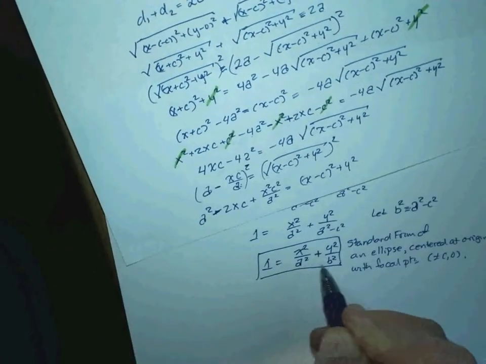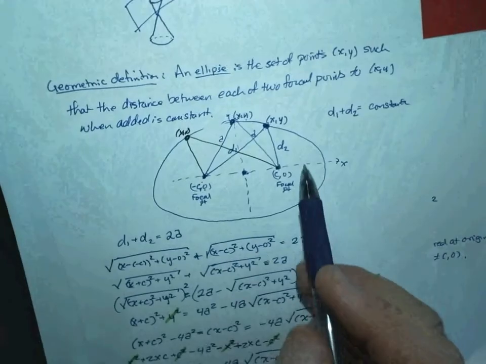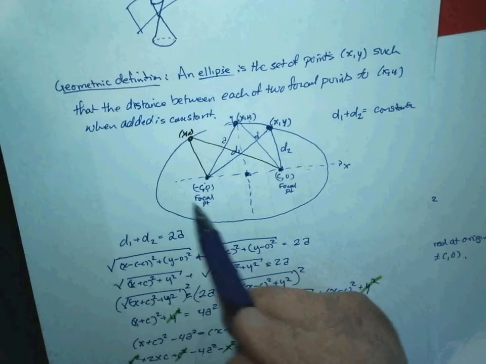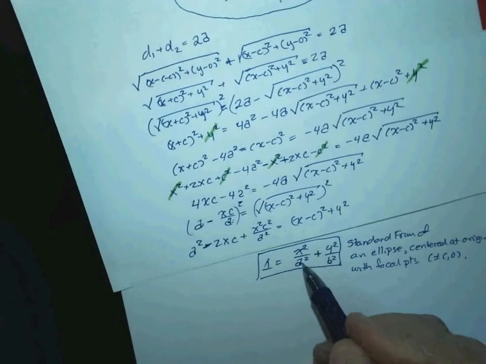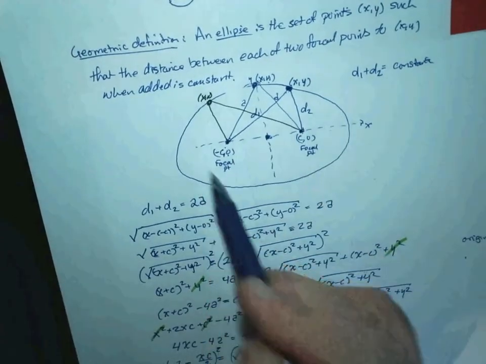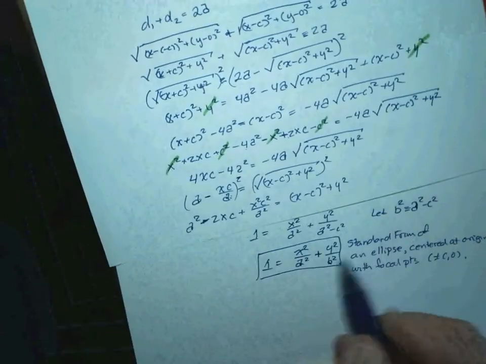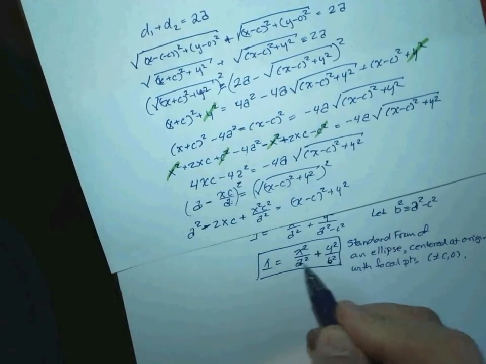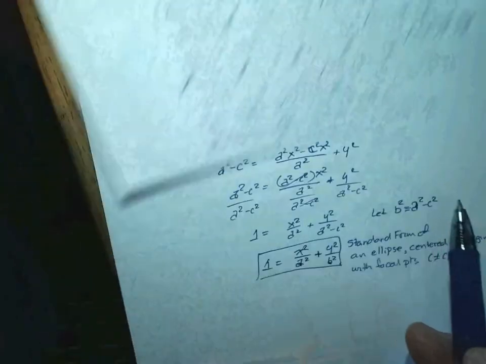In other words, the closer these two values in the denominators are to each other, the closer this shape of an ellipse is to being a circle. So as a and b become closer and closer in value, this ellipse gets rounder and rounder, approaching a circle. The bigger the difference between the value of a and b, the flatter the ellipse is.